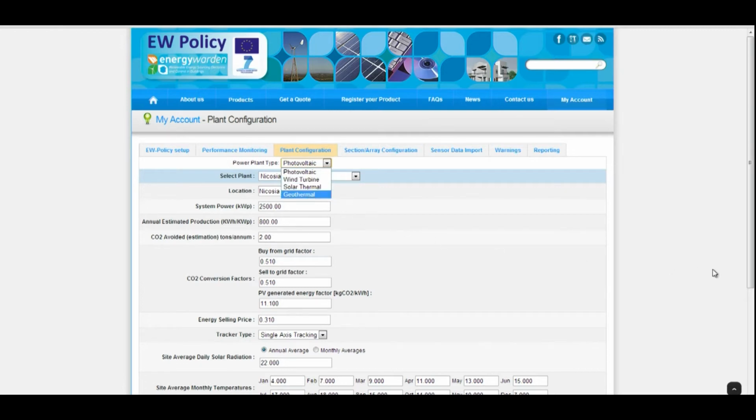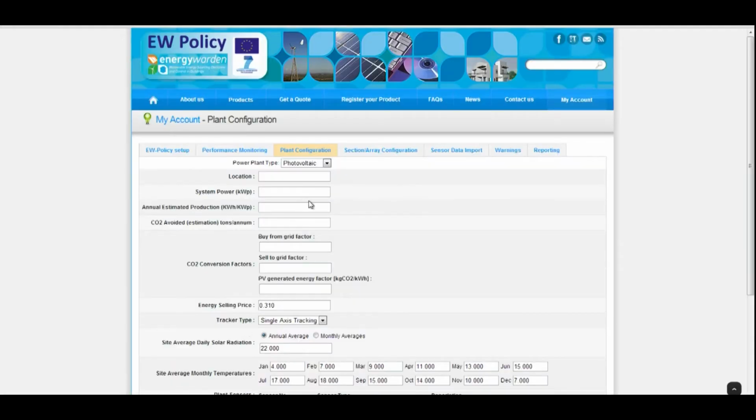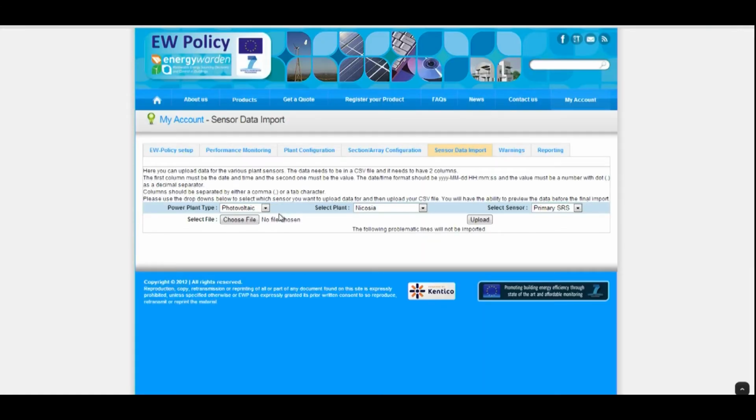Then press the New Plant button and insert the requested data. When you are finished with the plant configuration data, by pressing the button Sensor Data Import, the installed system should be selected from the drop-down menu, and the sensor data will be uploaded and imported to the database automatically.